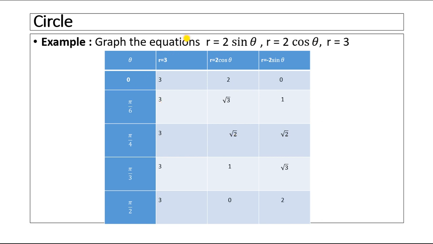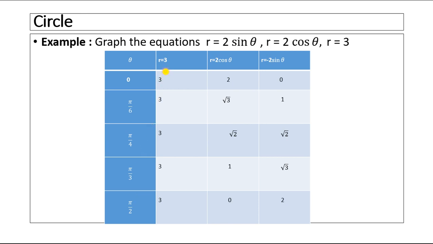Example: graph the equations r = sin θ, r = cos θ, r = 3. This is the equation of a circle, and this is the equation of a circle, and this is the equation of a circle. If I sketch the circle, I need θ = 0, π/6, π/4, π/3, π/2 for all equations of circle, and continue the graph by symmetry.